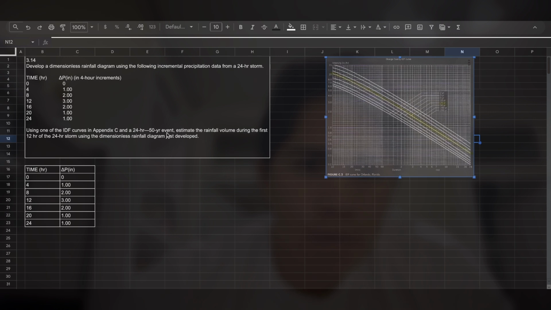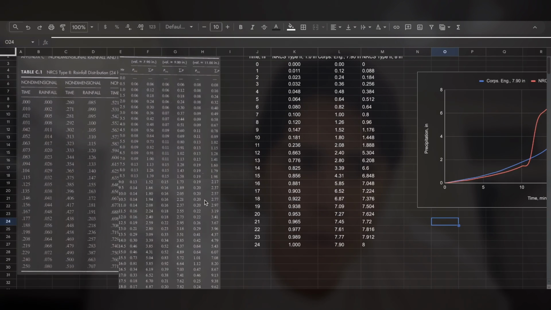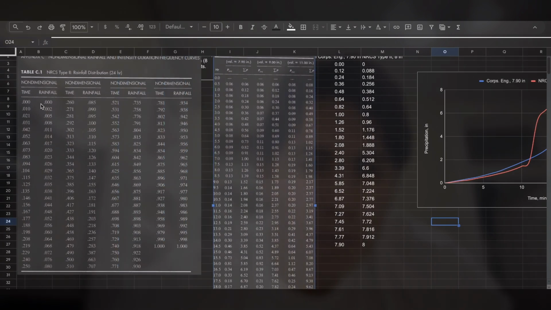In a 24-hour, 50-year event, estimate the rainfall volume during the first 12 hours of the 24 hours using the dimensionless rainfall diagram you just developed. Okay, let's start developing the dimensionless rainfall diagram. The dimensionless rainfall diagram is the same as what we had over here.